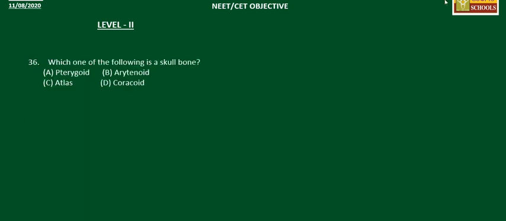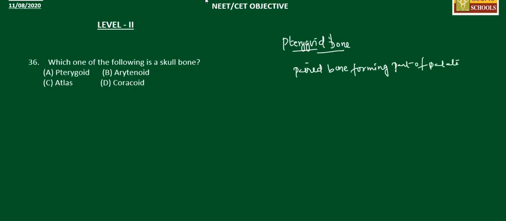The next question, which of the following is a skull bone? The first option is pterygoid. A few questions back we have seen what this pterygoid is. This pterygoid bone is a paired bone, present in two numbers, forming part of the palate. We know that the palate is present in the skull.